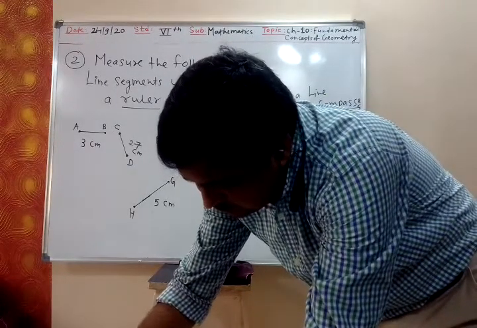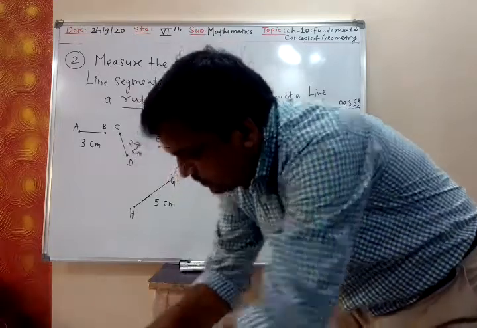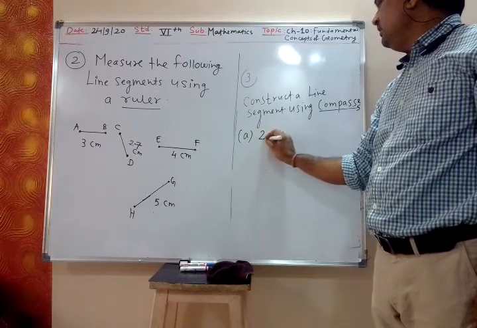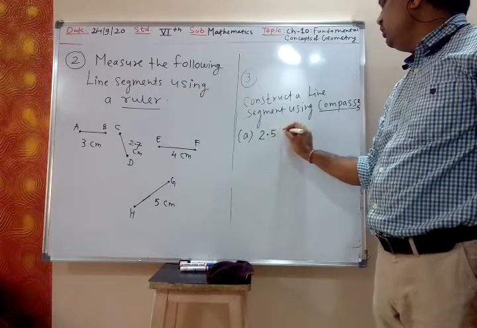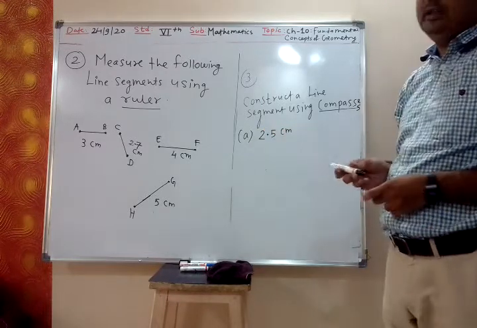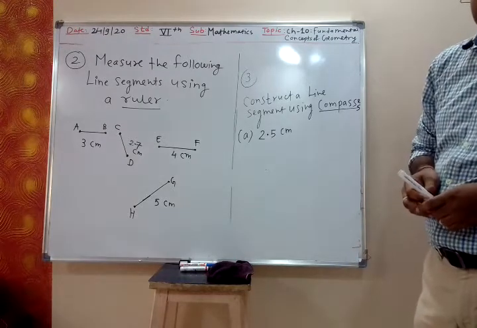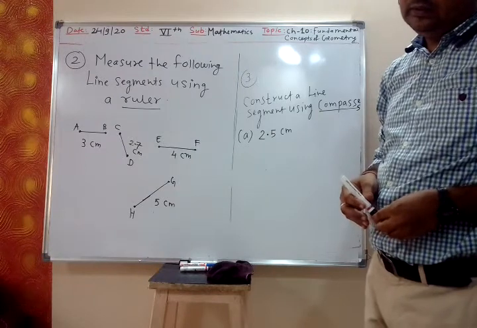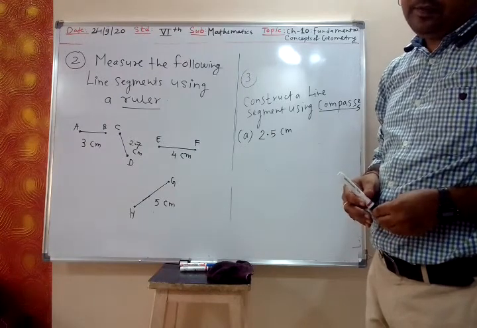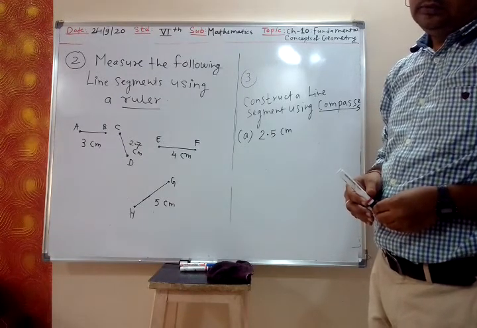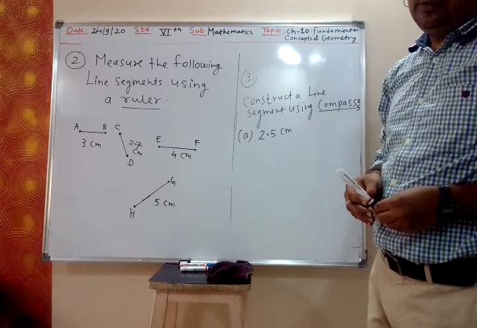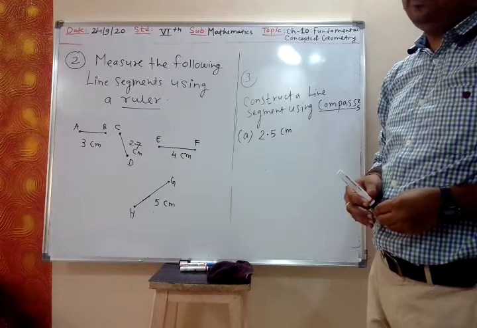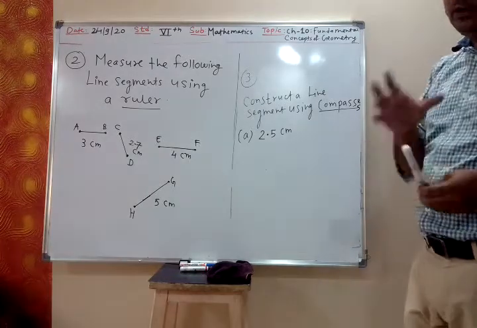First it is 2.5 centimeter. We have to draw the line segment of 2.5 centimeter. Now nobody will interrupt in between. You have to listen carefully, and using compass we have to draw a line segment of length 2.5 centimeter. So what is there first?